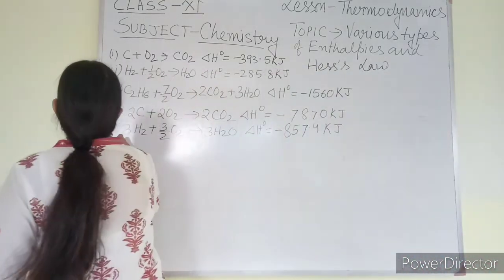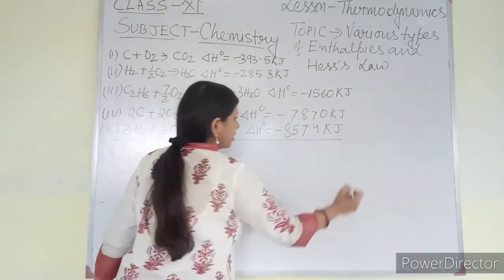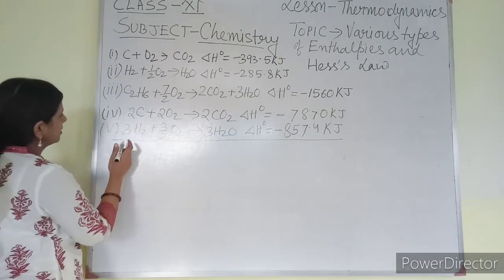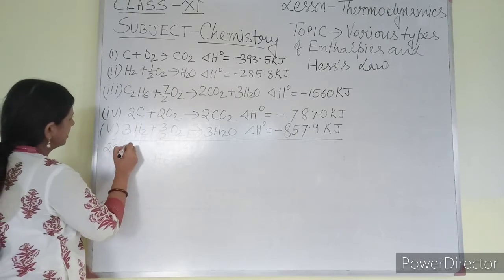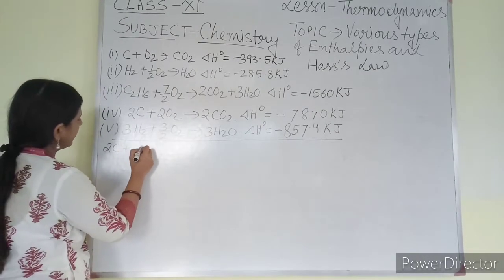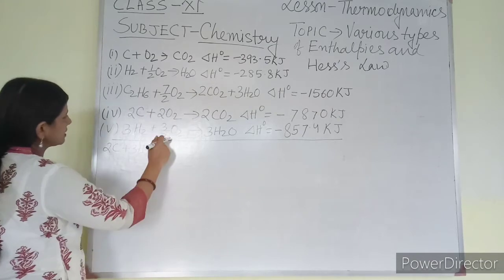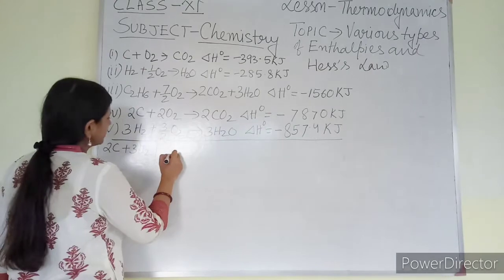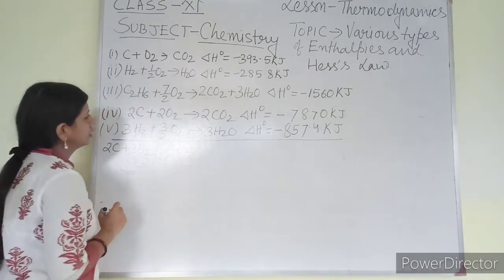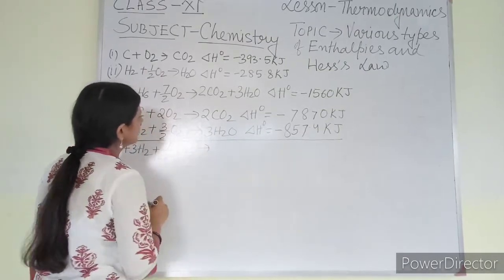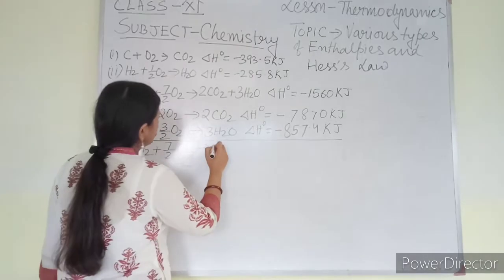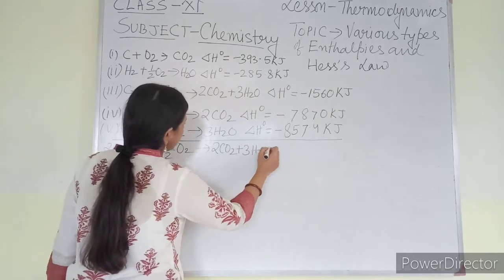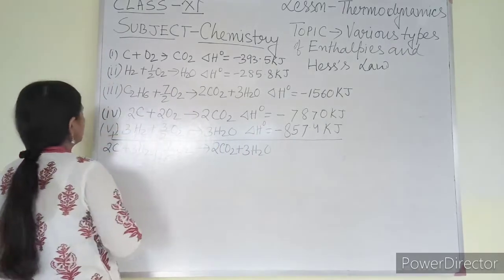Now add these two equations. If you add, what are you going to get? You are going to get here 2C plus 3H2 plus, if you add this one, then you are going to get 7 by 2 O2, and here you are going to get 2CO2 plus 3H2O after adding these two equations.